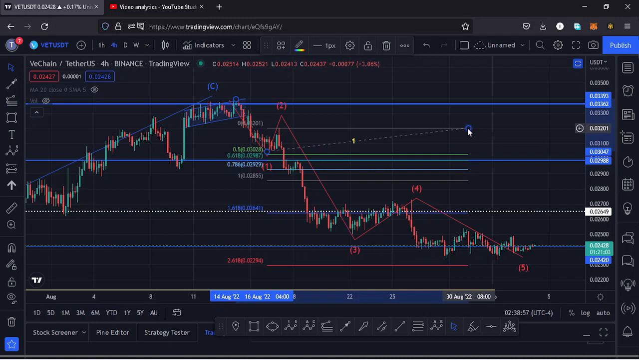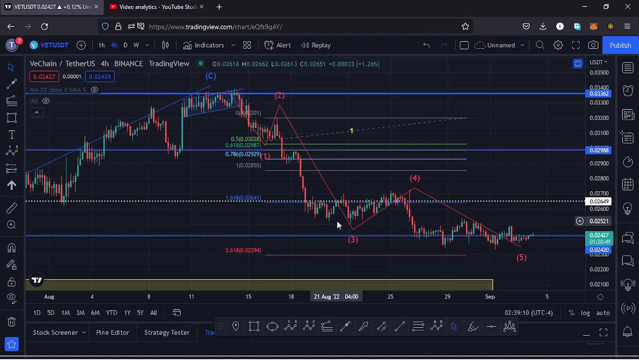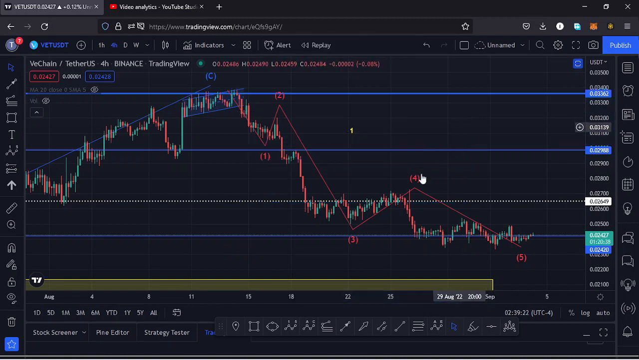That gives me a minimum target area for that third wave to the lower side at around the $0.026 mark. And you can see we even overshot that key area on the Fibonacci a little bit and went down to around the $0.025 mark. That is where we made our low for that wave 3, and we saw a very nice bounce to the upside in the formation of a wave 4.